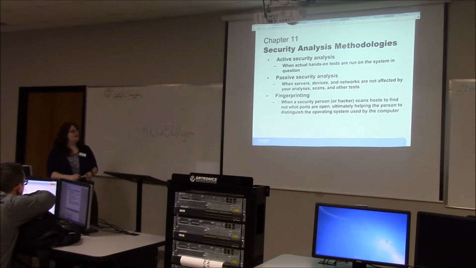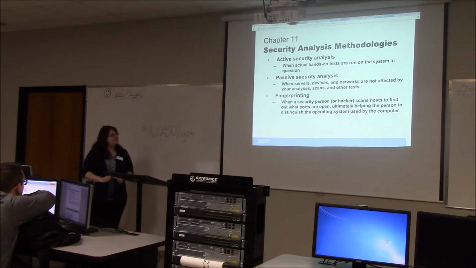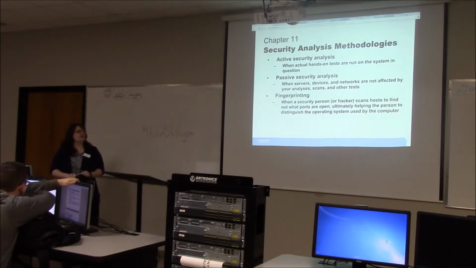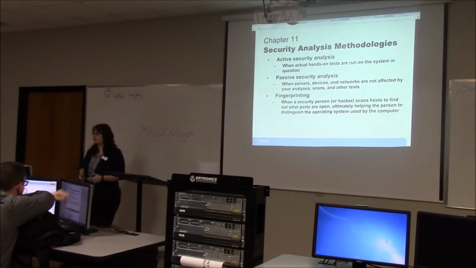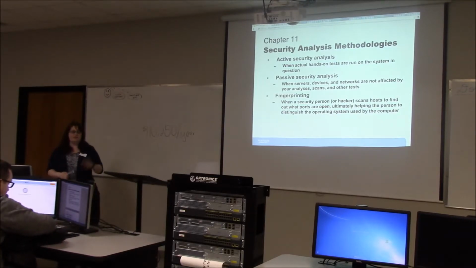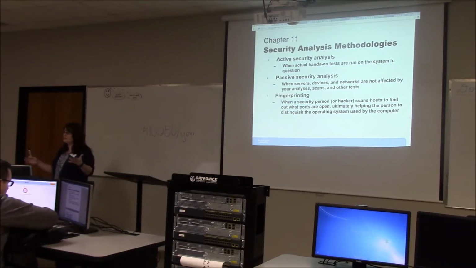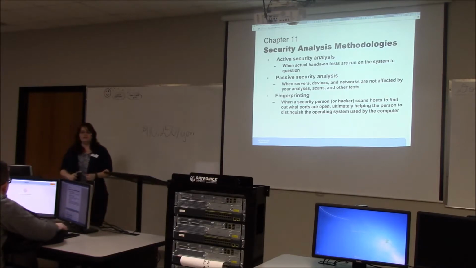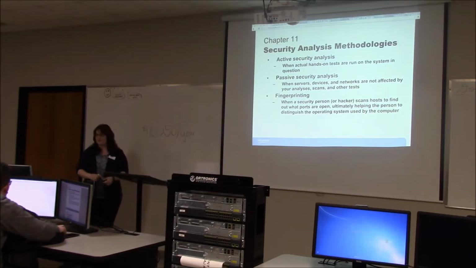The passive analysis doesn't have anything to do with the hardware. Nothing is affected. It's just going to scan some things and pull reports back. Of course, you're probably not going to get as much information because it's not intrusive. But if you've got a network that still needs to be up and you need to do some kind of recon because an attack happened, you might use some kind of passive analysis.